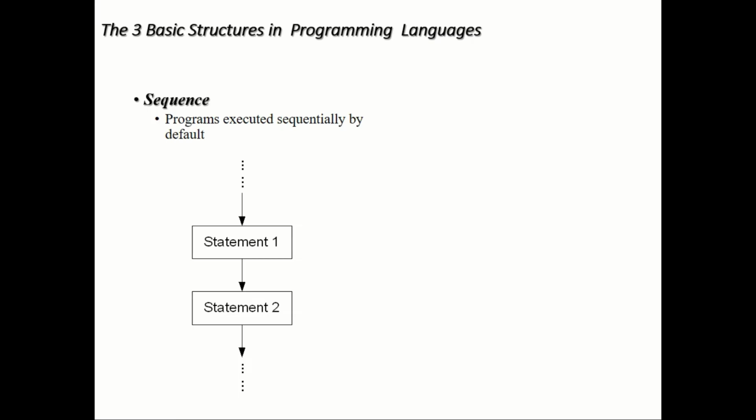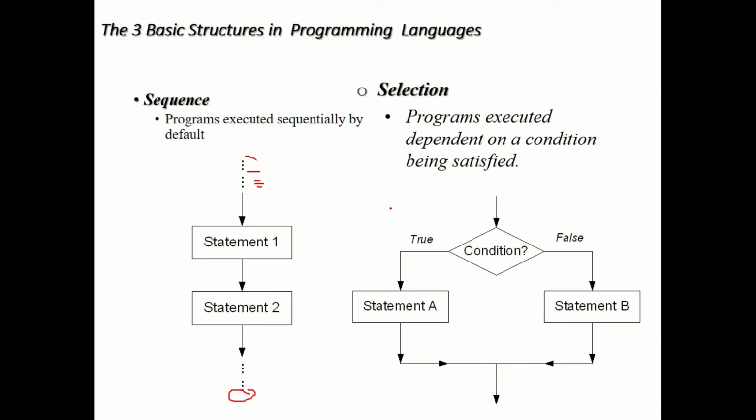As a whole in programming languages, there are three basic structures. The first one is sequential program execution, executed sequentially by default like this one: line 1, line 2, line 3, line 4, line 5, up to the end of the program. This is sequential execution of a program. Good. Then the next one, selection execution.